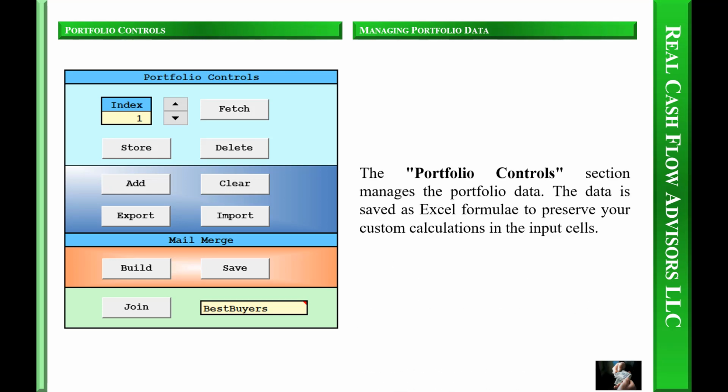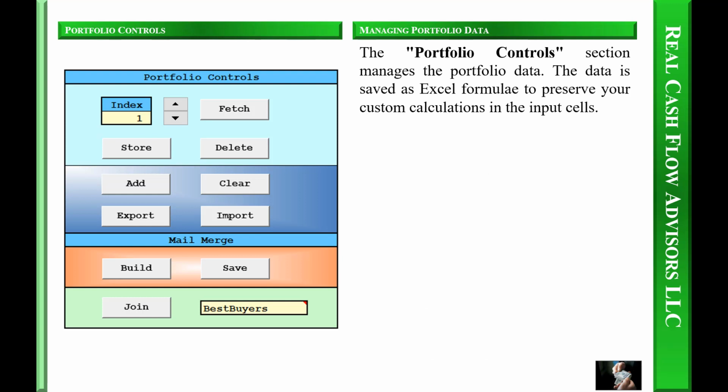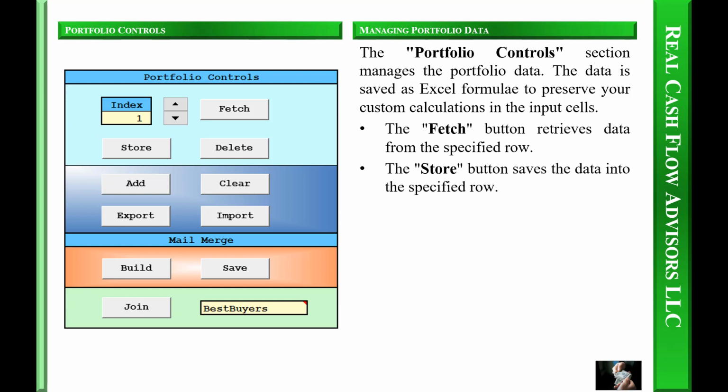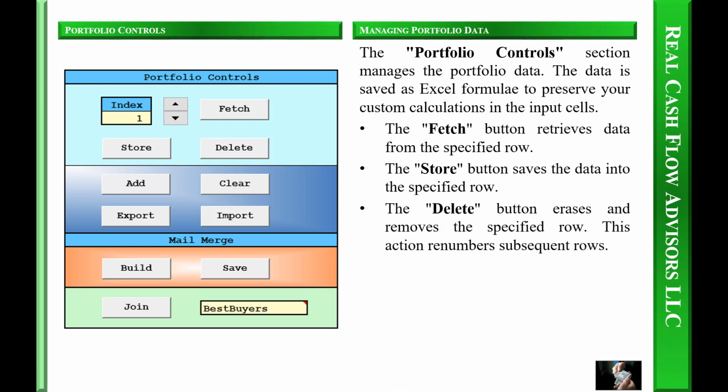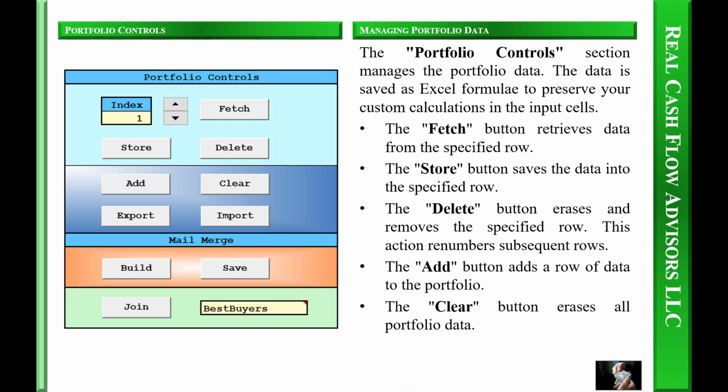Portfolio controls. The Portfolio Controls section manages the portfolio data. The data is saved as Excel formulae to preserve your custom calculations in the input cells. The Fetch button retrieves the data from the specified row. The Store button saves the data into the specified row. The Delete button erases and removes the specified row. The action renumbers subsequent rows. The Add button adds a row of data to the portfolio. The Clear button erases all portfolio data.